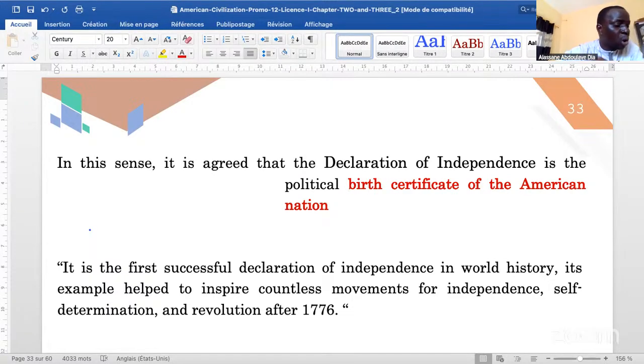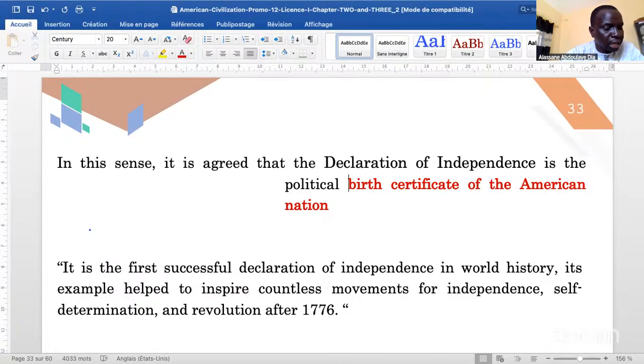Any baby in the world has a birth certificate. In a birth certificate, what do people do? They give you a name and they say your name is Amadou or Malik or Josephine or Elizabeth. So the Declaration of Independence, I repeat, is the first document to mention America, United States of America. So the name is given. That's why people consider that the Declaration of Independence is a political birth certificate of the American nation. A new nation is born now, and the new nation has a name. It is called United States of America.